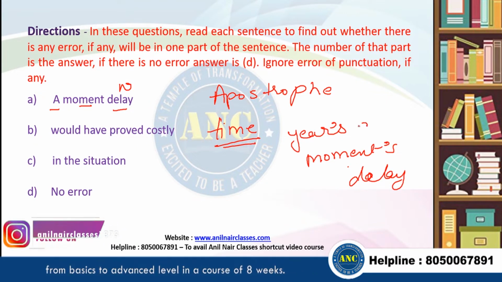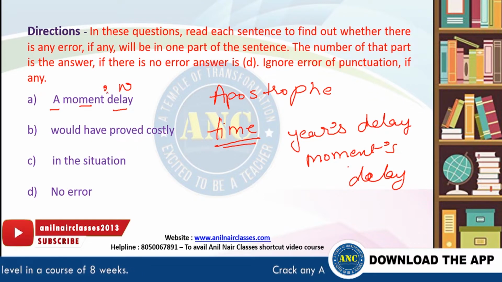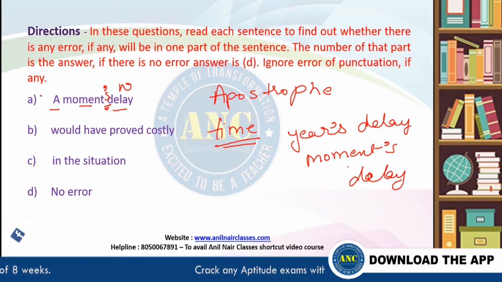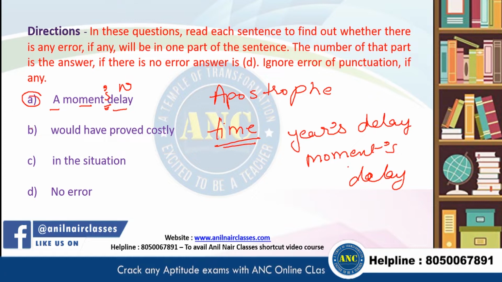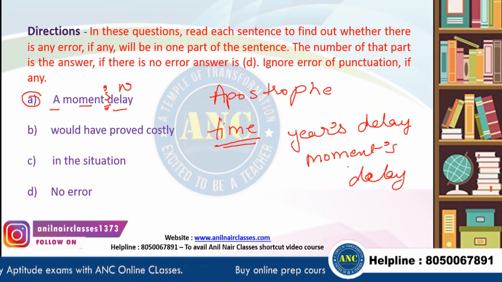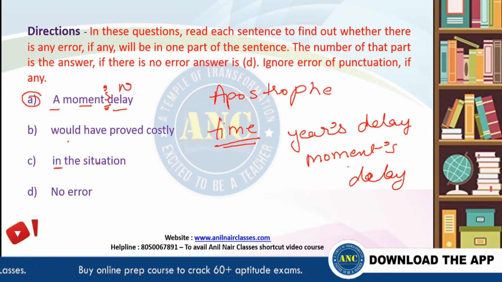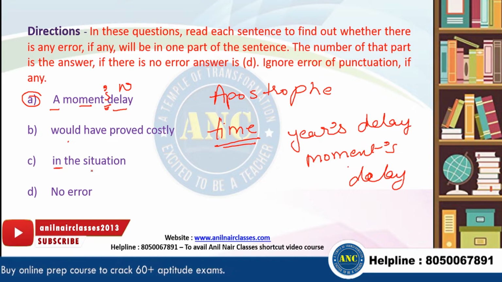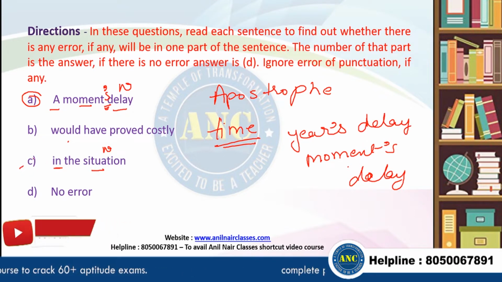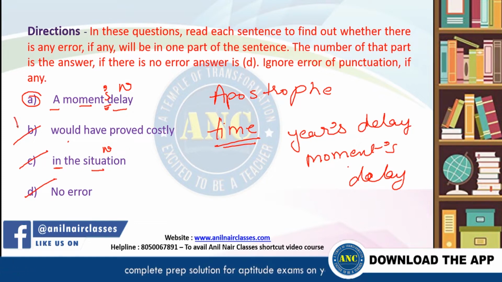We can say year's delay. So there is an error: apostrophe plus S is missing over here. So A is the answer choice which is having an error. Move would have proved costly, that is completely fine in the situation. In is a preposition. After the preposition, we should have a noun, and we have a noun over here. Clear? So, we can get rid of B, C and D, and A is our answer.